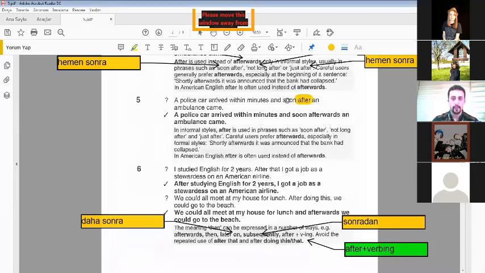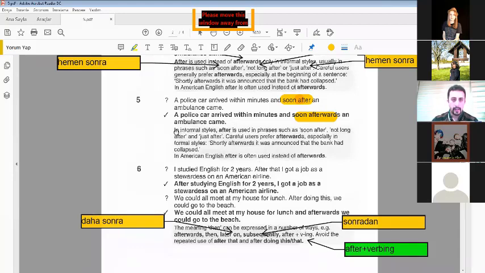Yes, like this one. Soon after, soon afterwards. If you use soon after in America, it's okay. But British people like to say soon afterwards. What is the difference between soon after and soon afterwards? Soon after is not very formal. It's somehow friendly, but soon afterwards is a little formal.